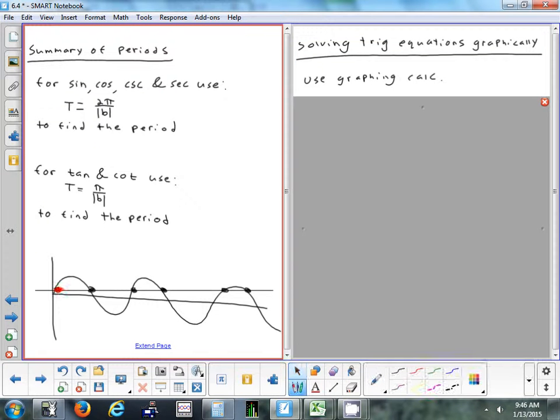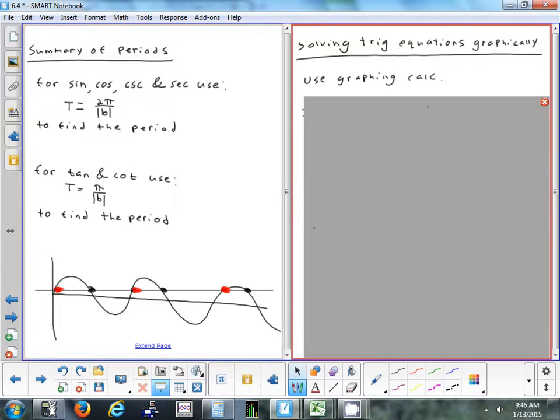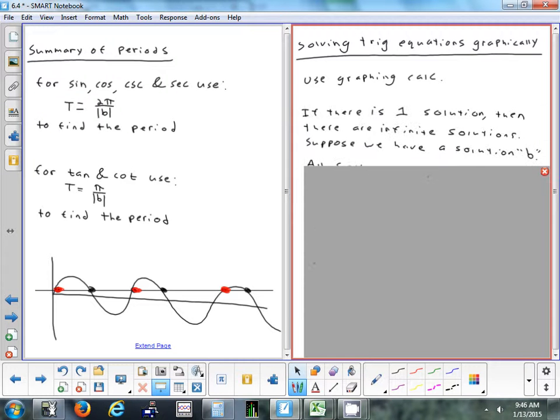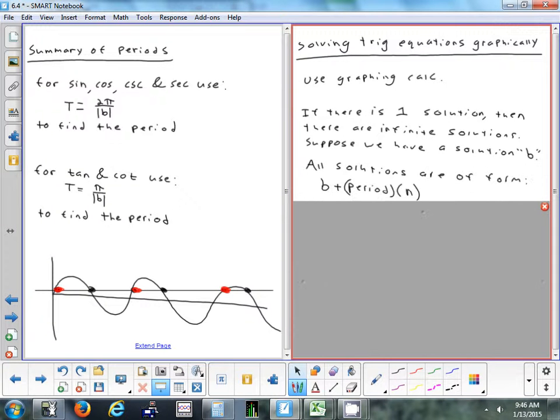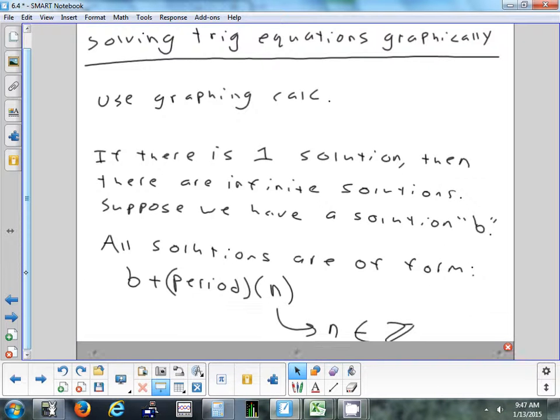So all the dots that are in red, those are like the same answer, repeated over and over. And all the dots in black are the same answer. Okay, so the point is, if there's one solution, there's infinitely many. And exactly as Marina said, once you find one, use your calculator, get one answer, and then add to that any multiple of the period. If you add a multiple of the period, that's how you write all the solutions in general. Remember, n is an integer.